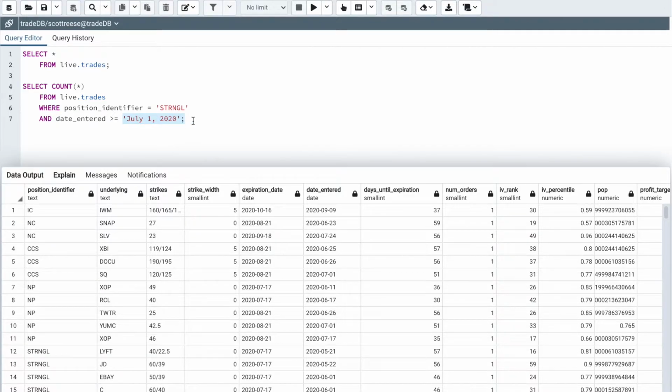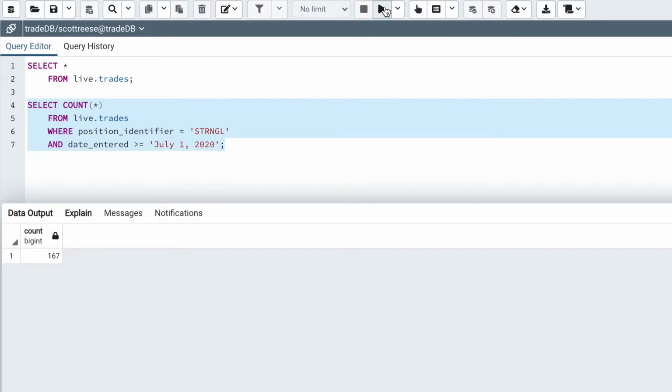And I picked this date in particular because after this point, that's when my data started to become a lot more clean. So if I highlight this now and click play, you can see here I have made 167 strangle trades since July of 2020. And so this is the number of trades that I'll be analyzing here today in this video to figure out just how many of them actually turned a profit.